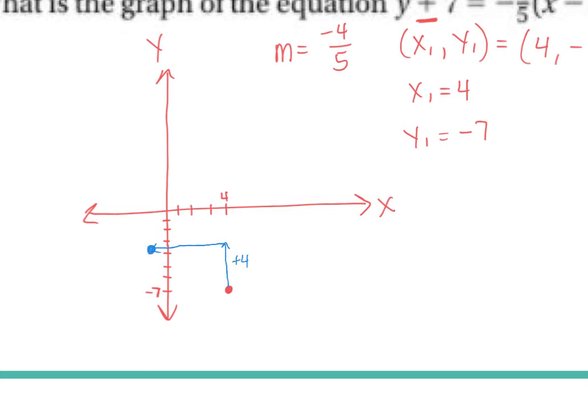Here's our second point. This point is -1, comma, -3. Yeah, -3. And then this point was 4, comma, -7.